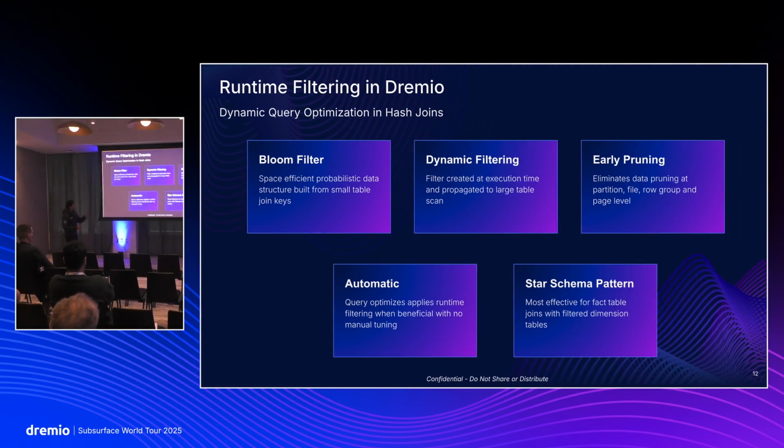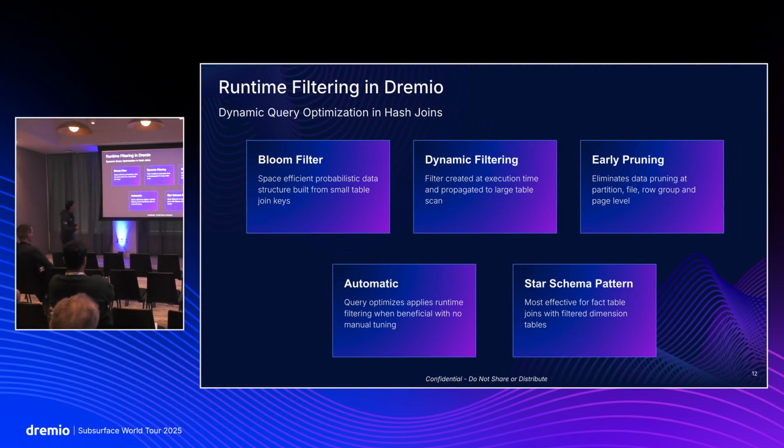So let's go through some very quick bullet points. One is Bloom filter. The dimension table will build a space efficient data structure from the small table, and the join keys will be sent over to the fact table. The filter is created at execution time, and it's propagated to the large table, all right?